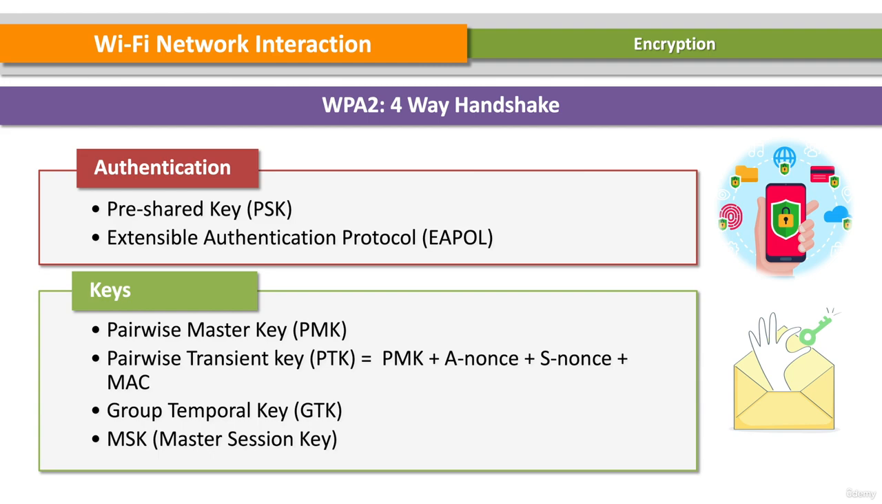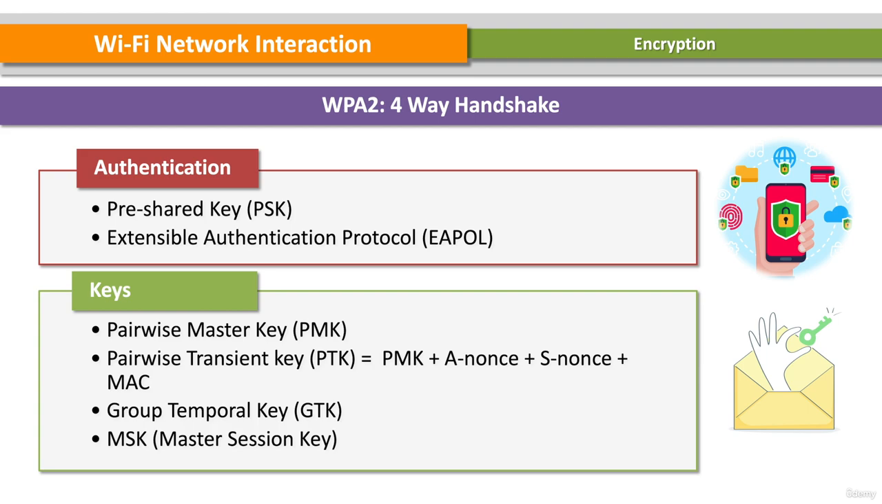They're a function of the PMK, a random number generated by the AP, called an A nonce, another random number generated by the client, called an S nonce, and the MAC addresses of the client and the AP. So the reason the keys are created from so many variables basically ensures that they are unique and non-repeating.